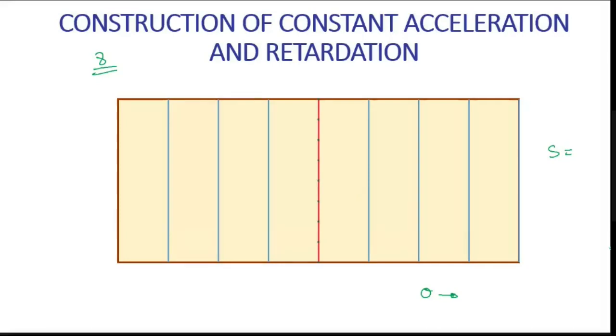So for example, if s is 8 centimeters, then for each 1 centimeter you locate a point. Now connect the diagonal. In the end, when you join it, it automatically joins with the center point. When you do that, it has to merge with the center point, otherwise there is some mistake.